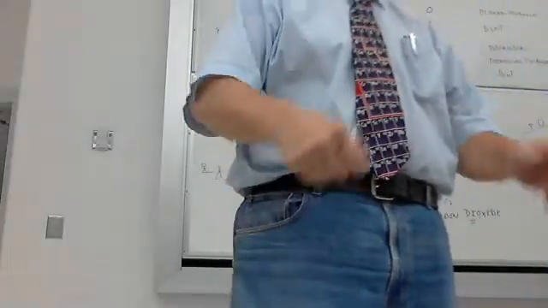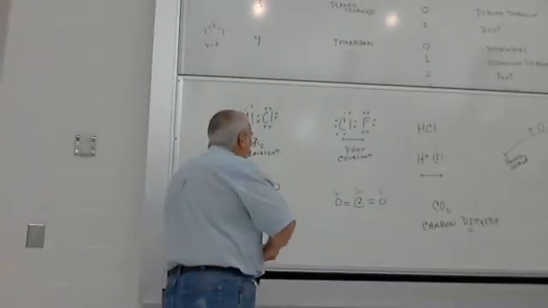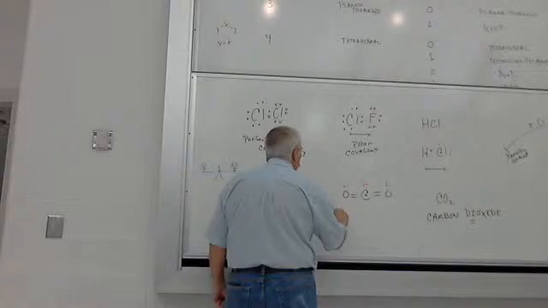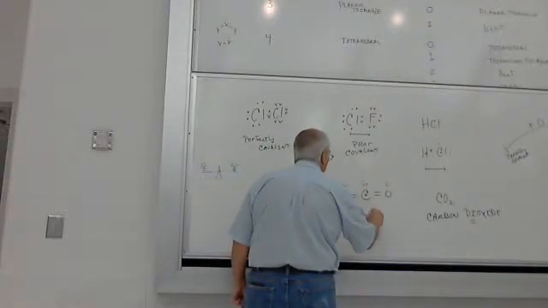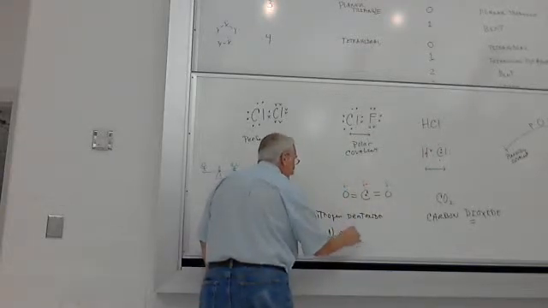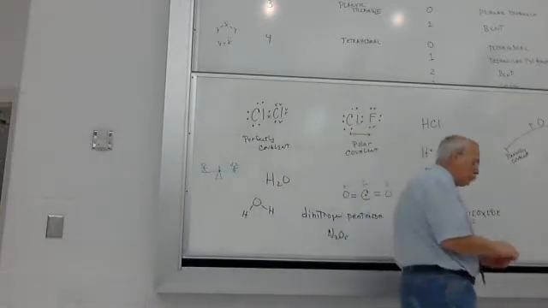What would carbon monoxide be? CO. What would dinitrogen pentoxide be? N2O5. Okay. So Greek prefixes are sometimes used.